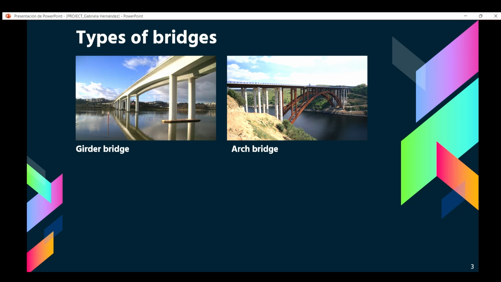Arch bridge has great natural strength. Thousands of years ago, the Romans built stone arches. Today, most arch bridges are made of steel or concrete and can span up to 100 feet.